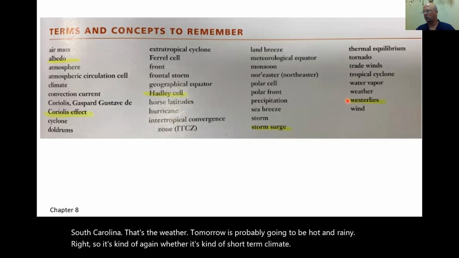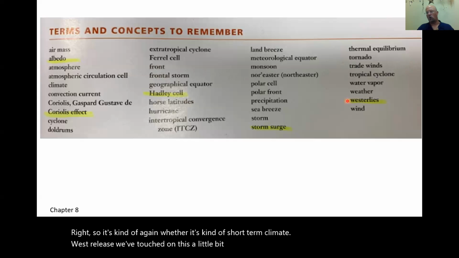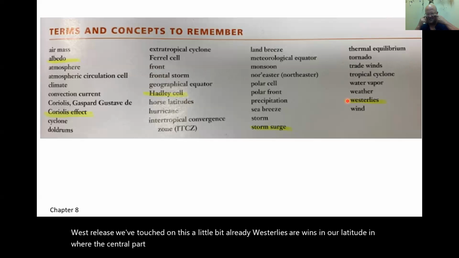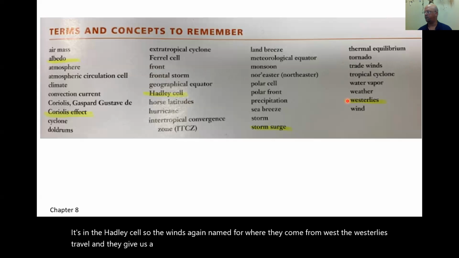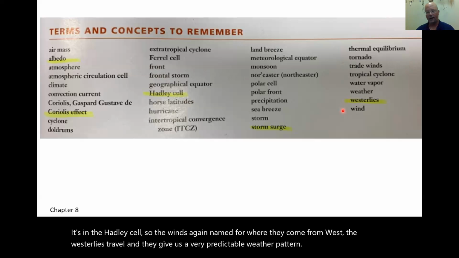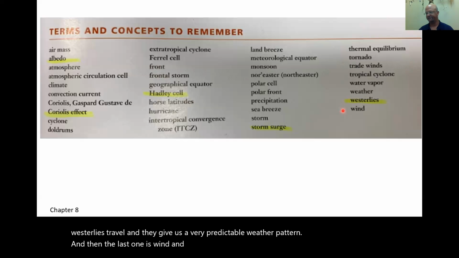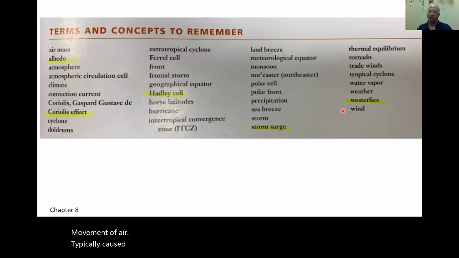Westerlies, we've touched on this a little bit already. Westerlies are winds in our latitude, in the central part of North America, where the University of South Carolina is. It's in the Hadley cell. So the winds, again, named for where they come from, the westerlies, travel and give us a very predictable weather pattern. And then the last one is wind, and wind is just movement of air, typically caused by atmospheric circulation.